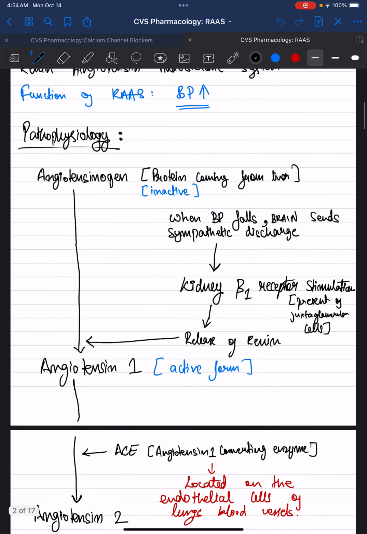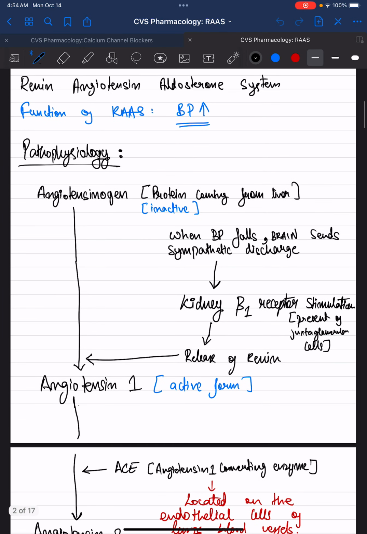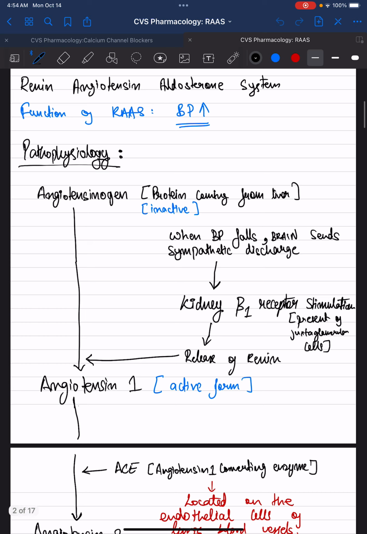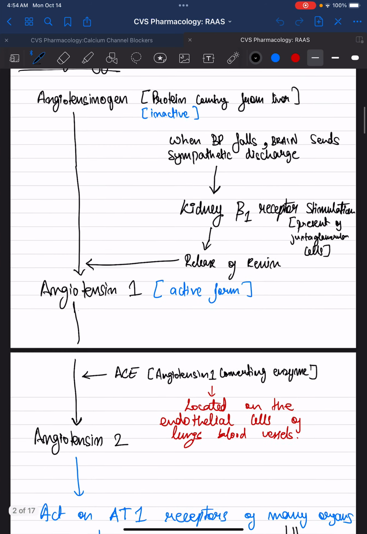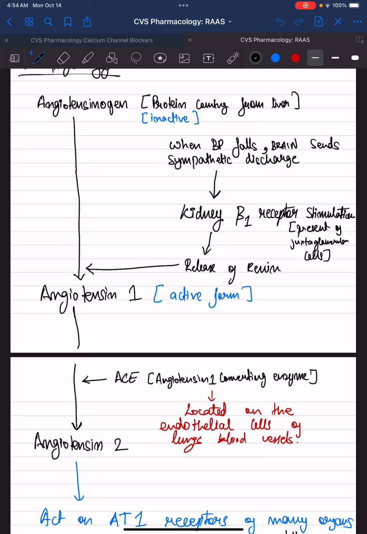So the pathophysiology of the RAAS system is, first there is angiotensinogen, which is an inactive molecule. It is a protein coming from the liver. It gets converted to angiotensin 1, which is the active form, with renin. And where does this renin come from? This renin comes from the juxtaglomerular cells, or JG cells, on which there are beta 1 receptors.